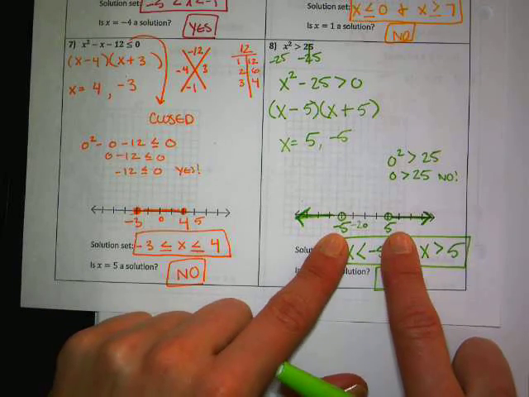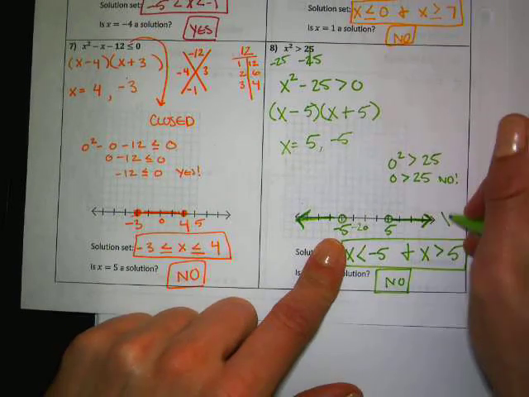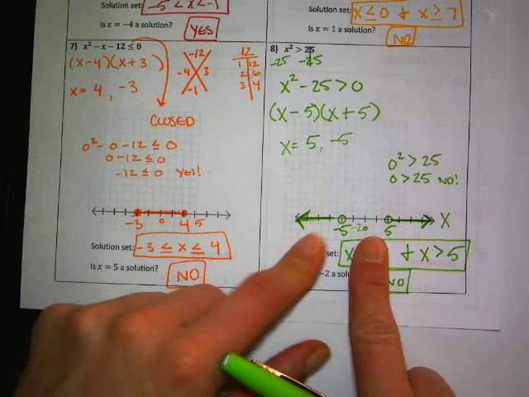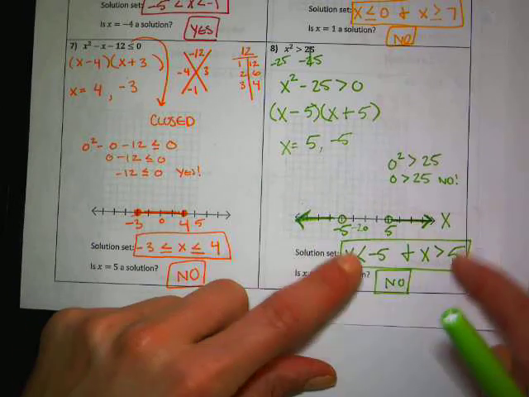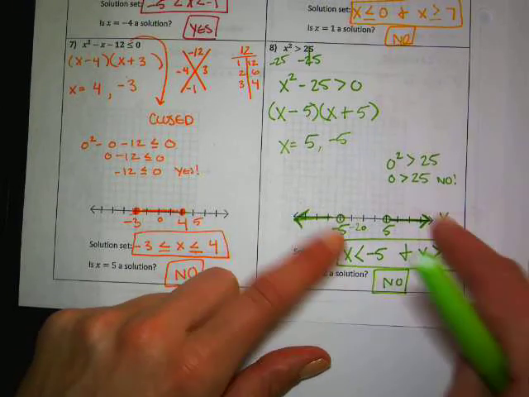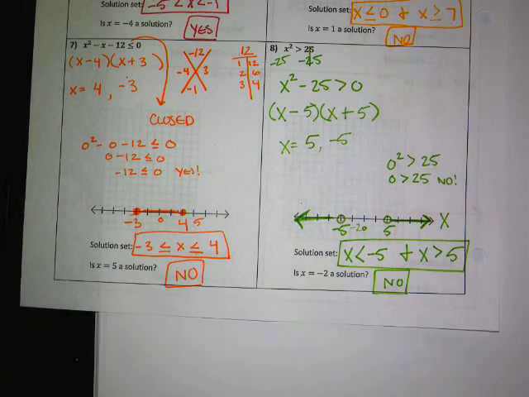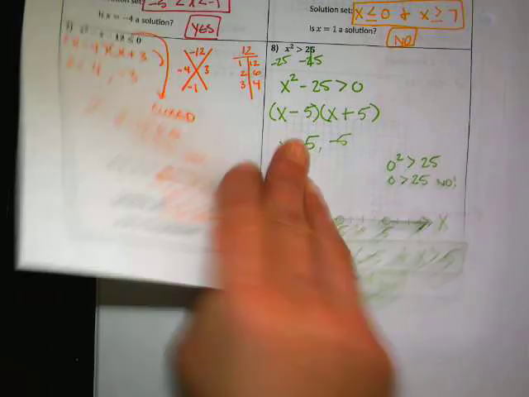Like this whole number line is x. These are x values, all the numbers. And so both of these are just ways you can write your answer. All right, flip it over.